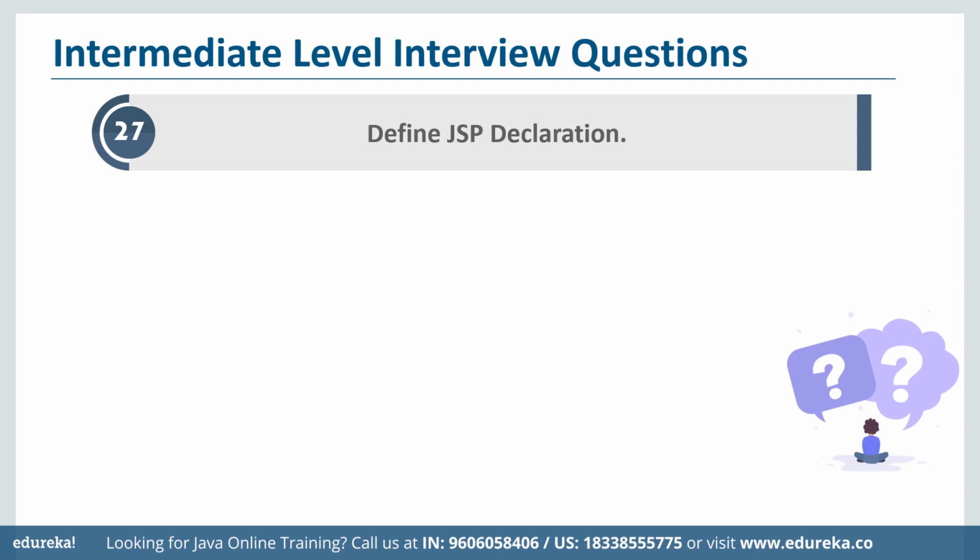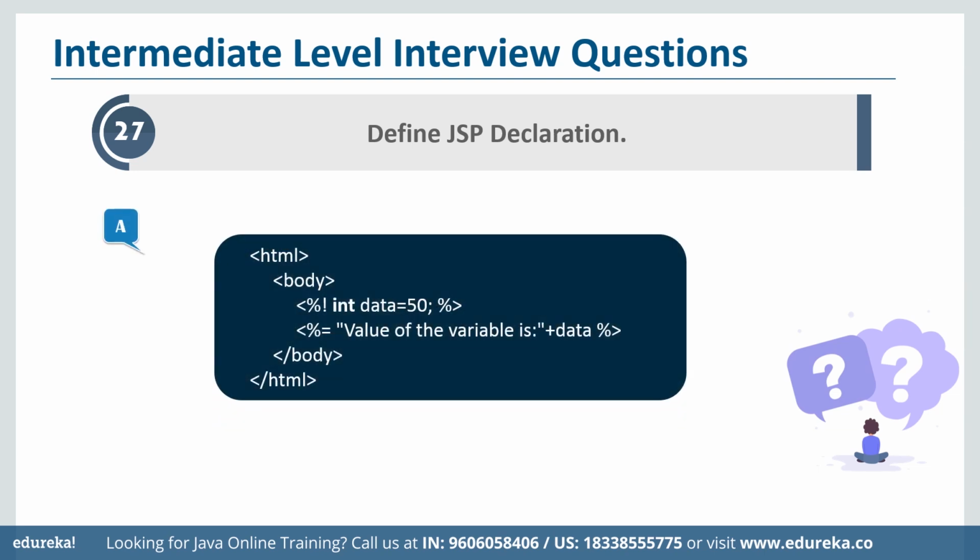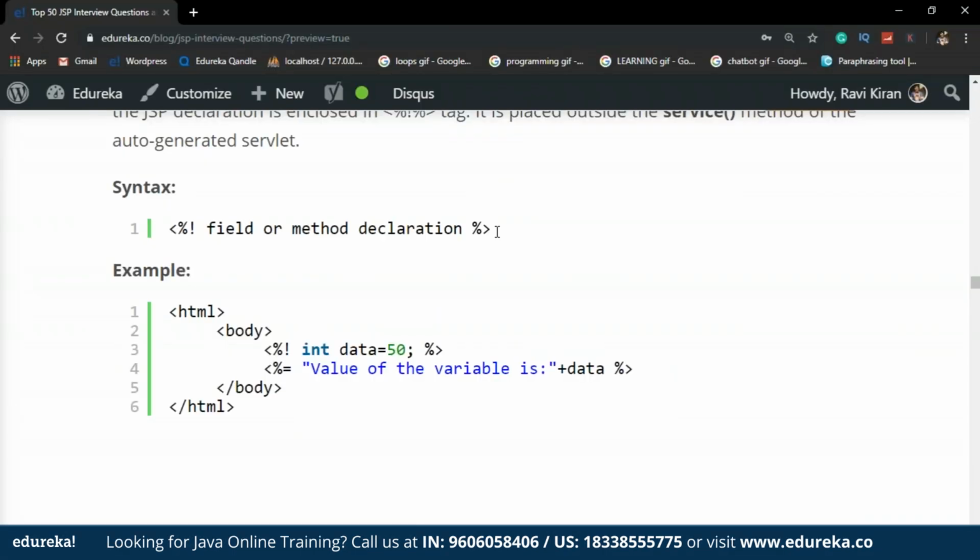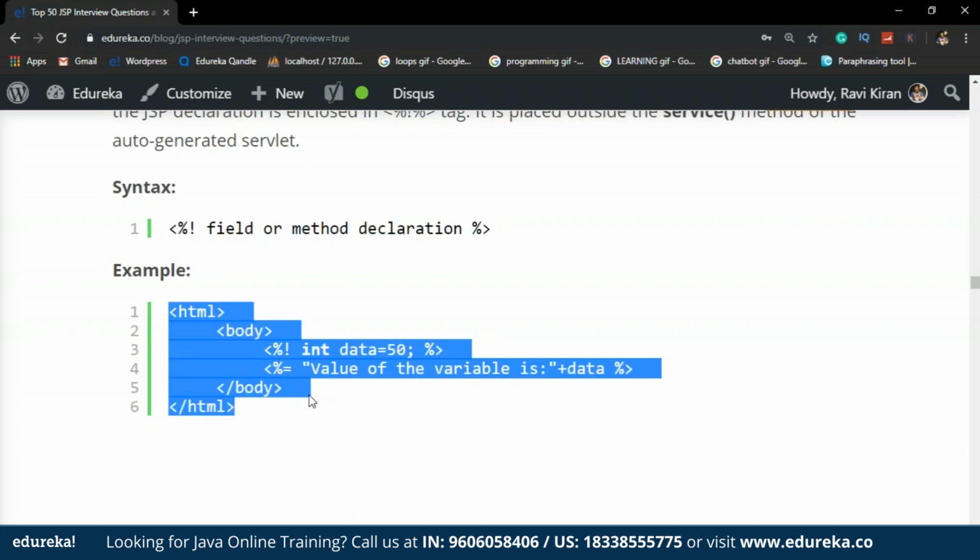The next question is, define JSP declaration. The JSP declaration tag is used to declare fields and methods. The code is written inside the JSP declaration and is included within the following tag. It is placed outside the service method of the auto-generated servlet. So the syntax for declaring a JSP declaration tag is as follows. And this particular code segment is a simple example of a declaration tag in JSP.